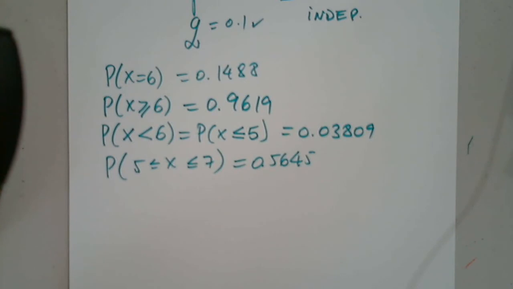Then I want greater than or equal to 6. And I got 0.9619. Then I want less than 6. And I get this. But if I put less than or equal to 5, I have to get the same answer.